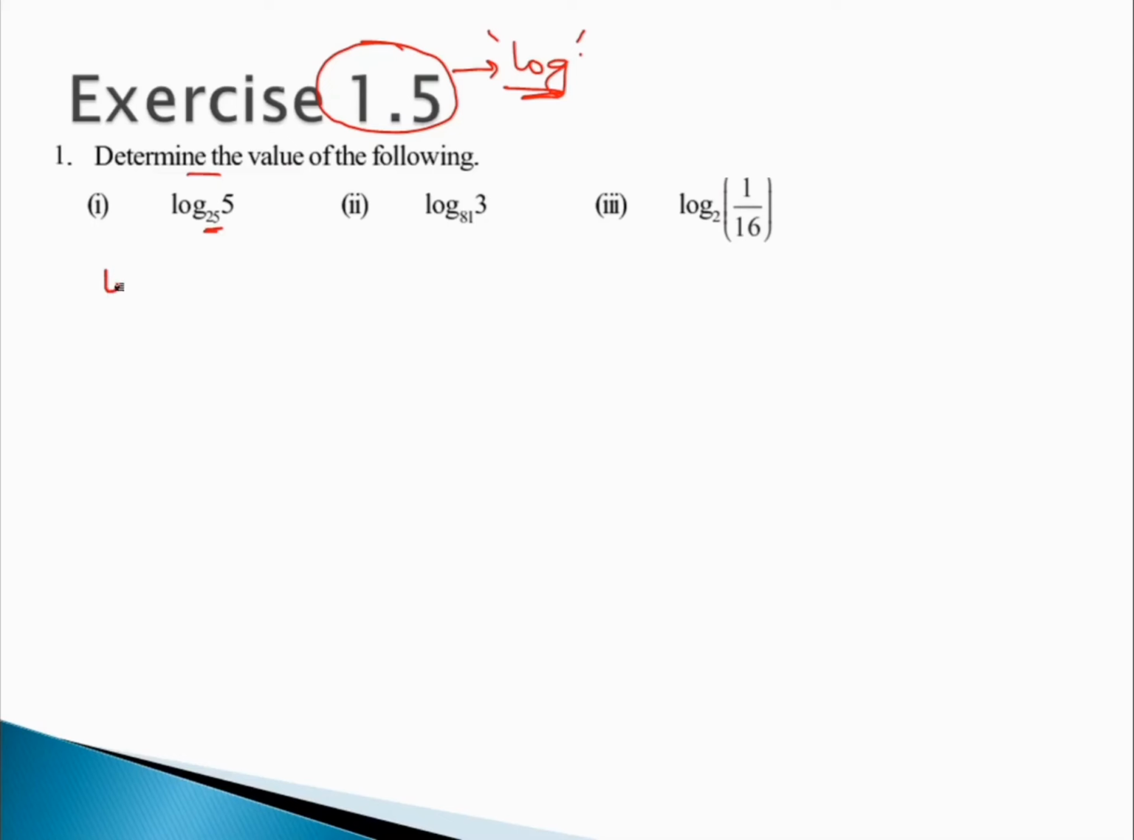Base number that can be written as pi square, and was your normal pi only. Now I can take this one out. We are having a formula: log of a to the power of m.